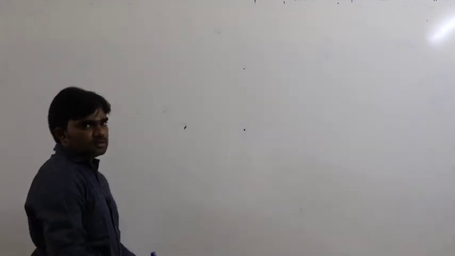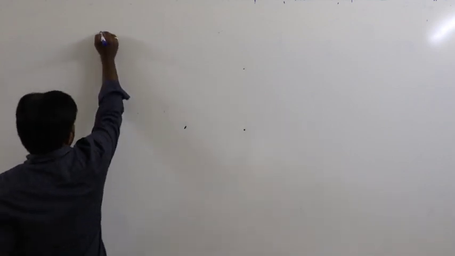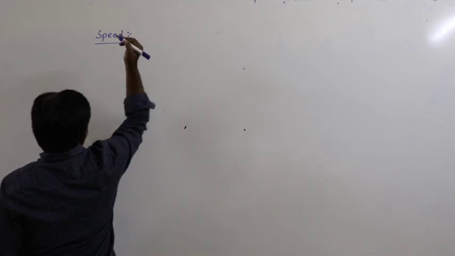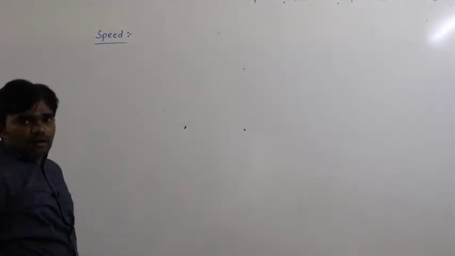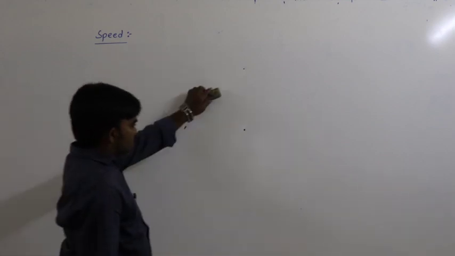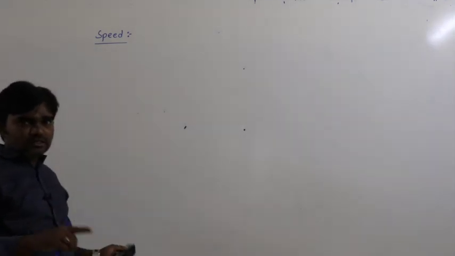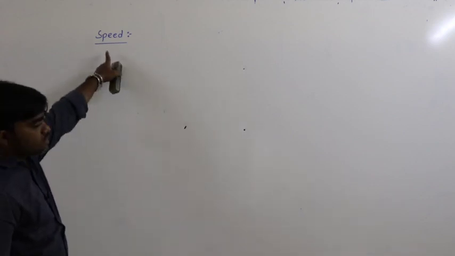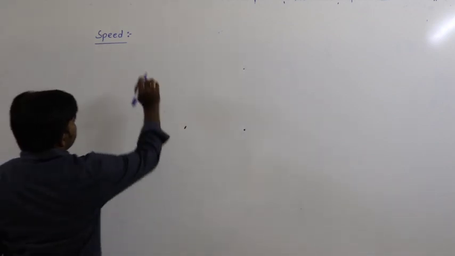Next, come to the term speed. Next is speed. How can you define speed? Speed and velocity. Just like distance and displacement, here we have the terms speed and velocity. First we can discuss speed. How can you define speed?